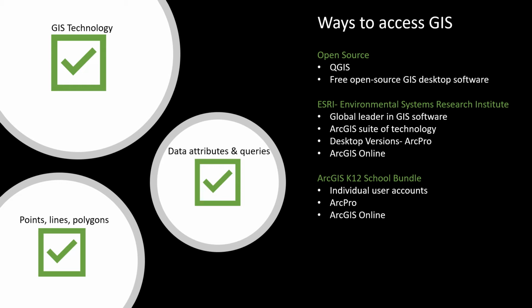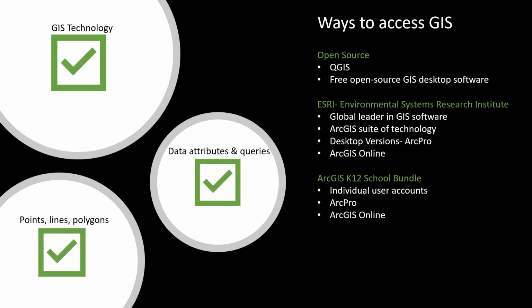The biggest, most popular one is called QGIS. So this is a free open source GIS desktop software. We'll move on to something called ArcGIS, which is developed by a company called Esri. I like to think of Esri as sort of like the Apple or the Google of the GIS world, right? So they're the global leader in GIS software. And their suite of technology is called ArcGIS. There's desktop versions. The newest one out is called Arc Pro.